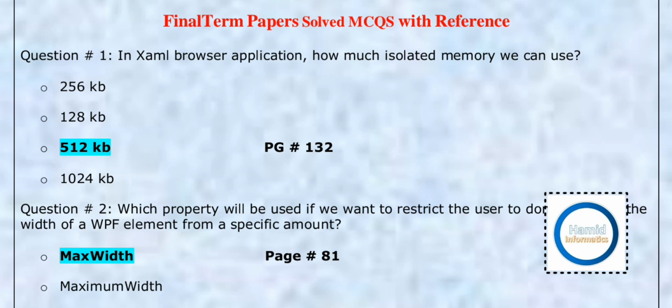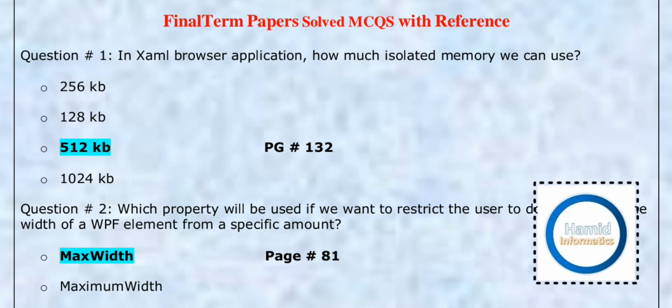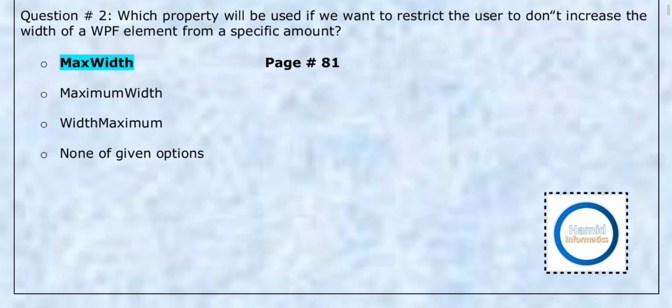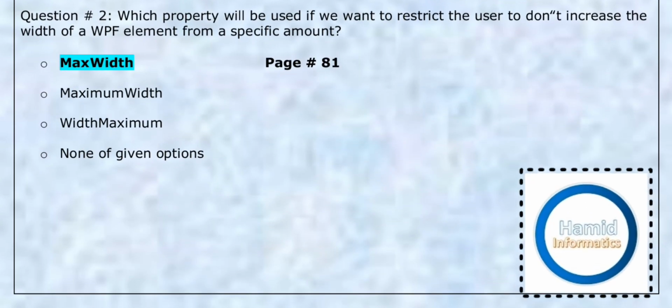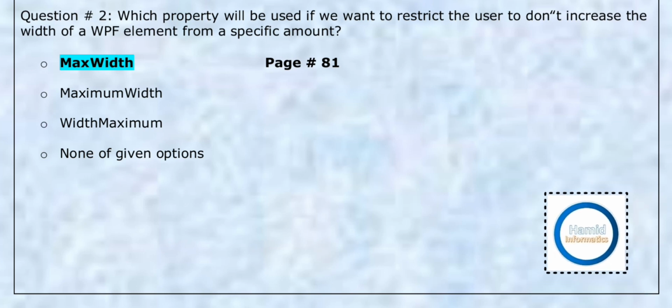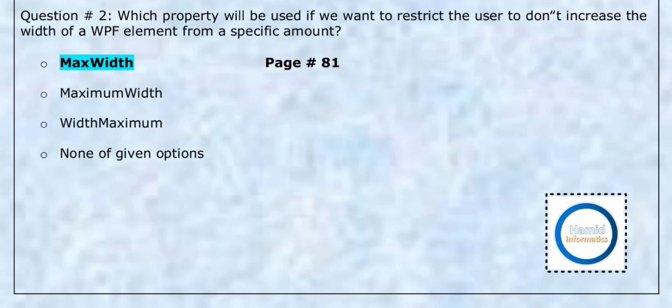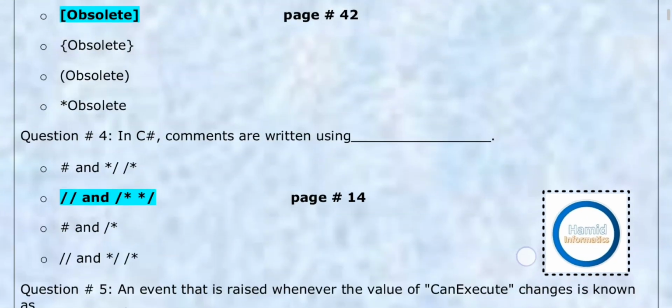Question number 1: in XAML browser application, how much isolated memory can we use? 512 KB. Which property will be used if we want to restrict the user from increasing the width of a WPF element beyond a specific amount? Max width.